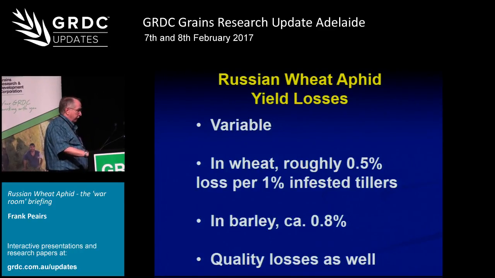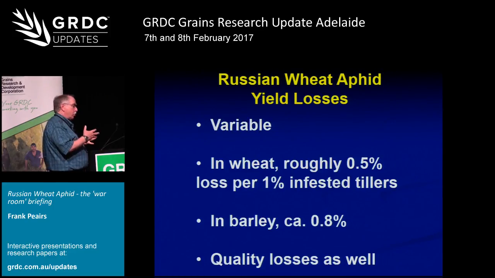Okay, that's resistant varieties. Now I wanted to talk a little bit about yield losses. As with any pest-plant interaction, the losses are variable, but there are several pretty good studies that have reached the conclusion that what we see is roughly a 0.5% yield loss per percentage infested tillers. And that's based on studies from South Africa, several places in the US, and conducted by several different research groups. So I think this is a pretty good number.